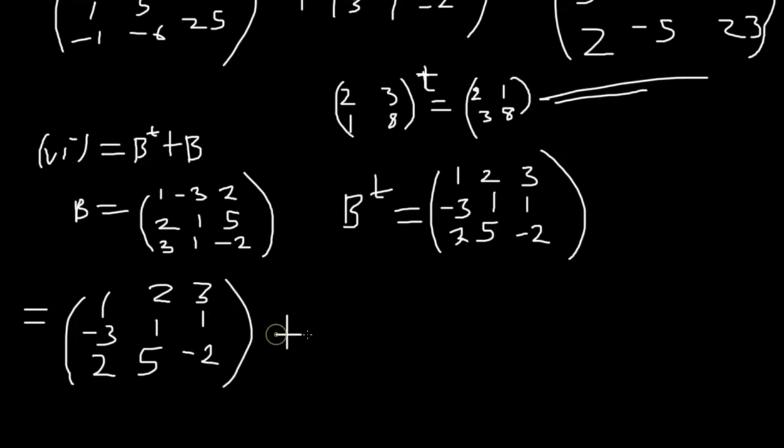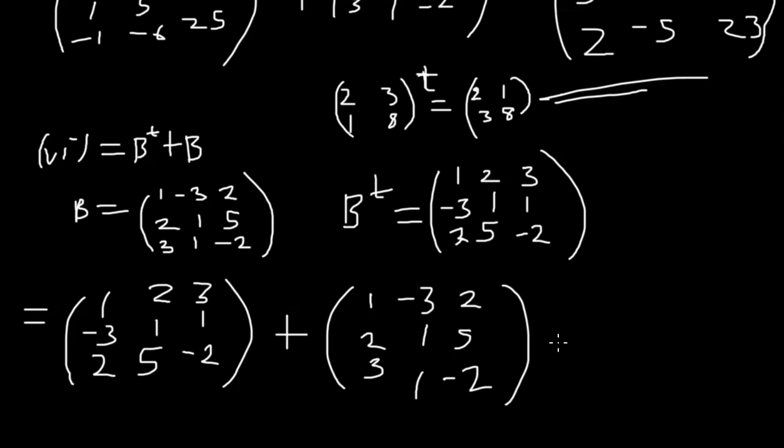And then we add it with the original B, which is just the normal B, and then this is 1, negative 3, 2, 2, 1, 5, 3, 1, negative 2. So we can start adding them. So adding the two is going to give you 1 plus 1, you get 2. 2 plus negative 3, you get your negative 1. 3 plus 2, you get a 5. Then negative 3 plus 2, you get negative 1.